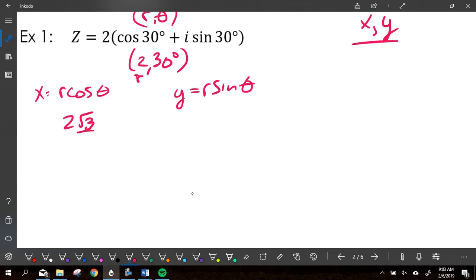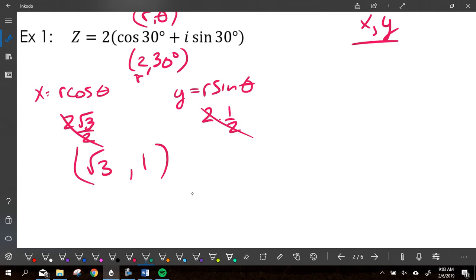2 times radical 3 over 2. And this is 2 times a half. Those cancel, it gets you radical 3. Those cancel, it gets you 1. Those are the numbers, radical 3 and 1. That's my x and my y. The only difference between what we did in bell work and what we're doing here is how we write our final answer. These are complex numbers.